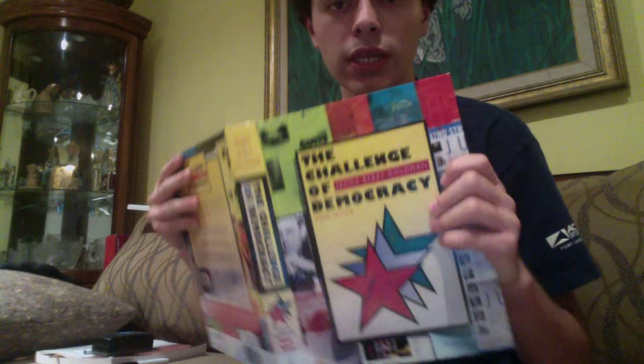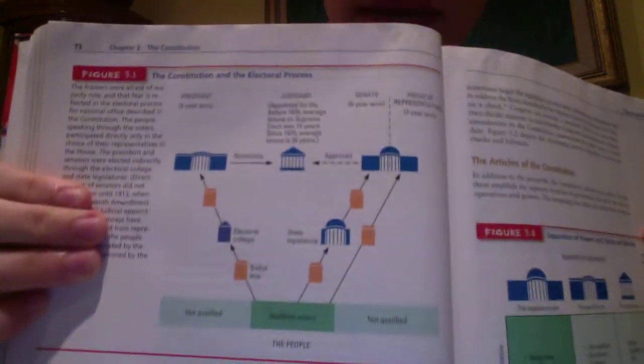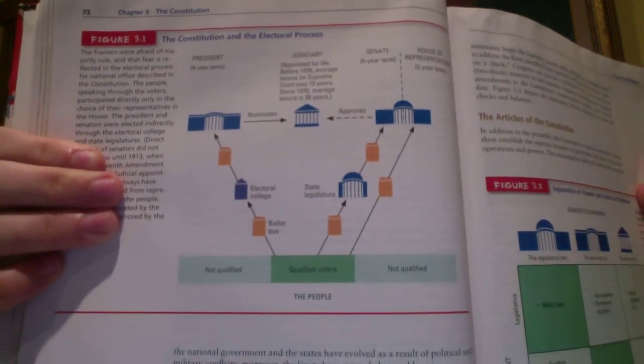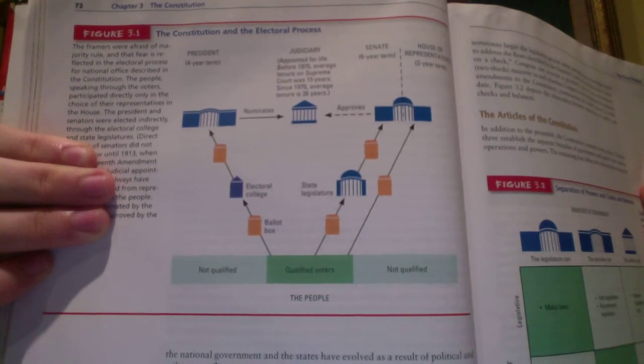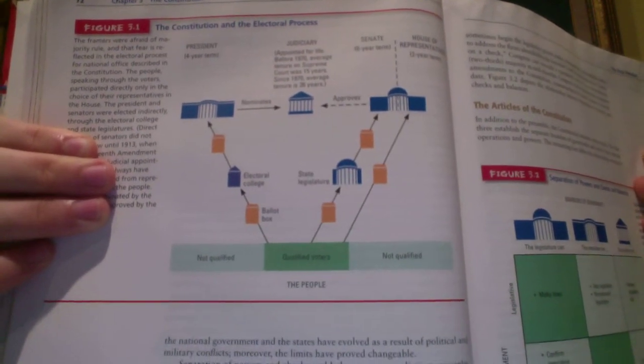Okay, so I want to go ahead and take this picture from my government textbook, The Challenge of Democracy, by Janda. I want you to look at this picture. It shows the general electoral process, and each yellow box represents a person voting. That's a citizen voting.